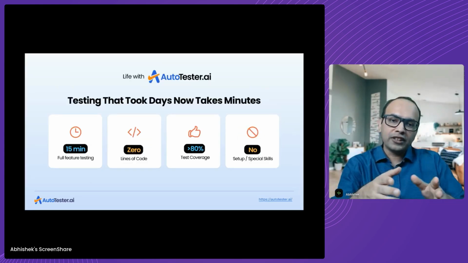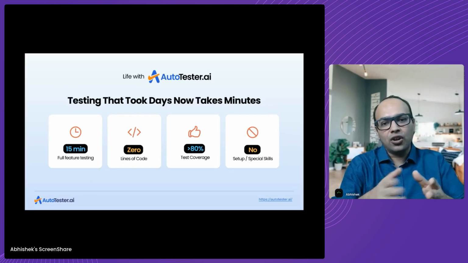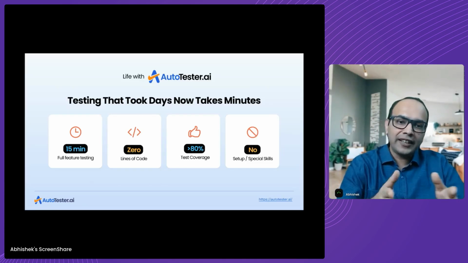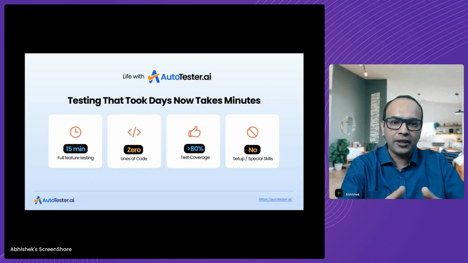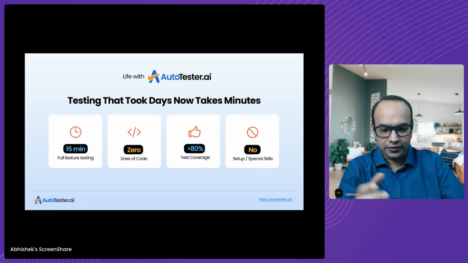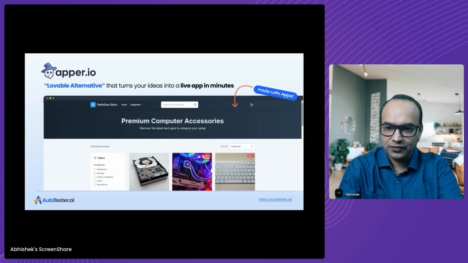Because of this, what earlier took hours or days to test can now be tested in minutes. You can usually test a feature in 15 to 30 minutes and have the issues in front of you. And it's practically possible with AutoTester. I'll show you shortly how.